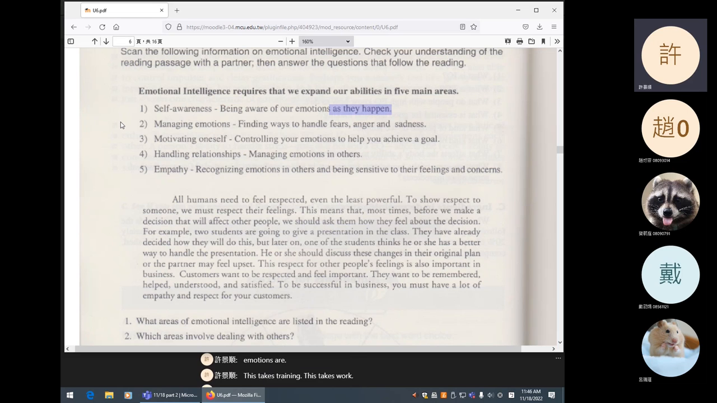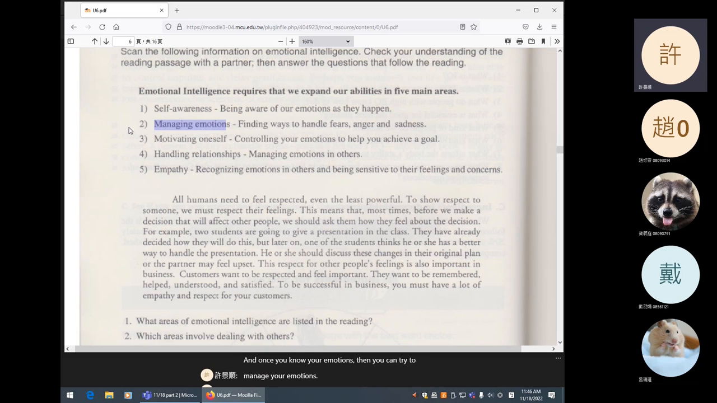A lot of time, we feel something, but we're not sure what that feeling is or why we feel that feeling. Sometimes we act in a certain way because of our emotions, but we don't know that we are feeling those emotions. So being aware of our emotions as they happen, self-awareness is something we should practice. And once you know your emotions, then you can try to manage your emotions.